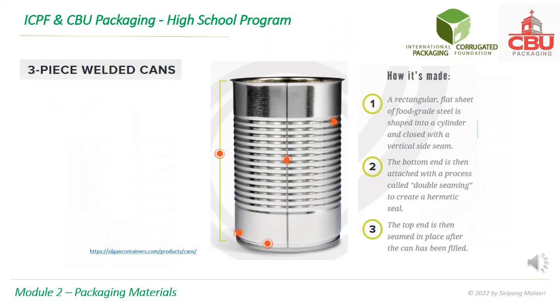A three-piece welded can is made from a rectangular flat sheet of food-grade steel that is rolled into a cylinder and closed with a vertical seam. The bottom end is then attached to create a hermetic or airtight seal. After the can is filled with its content, the top end is seamed in place.